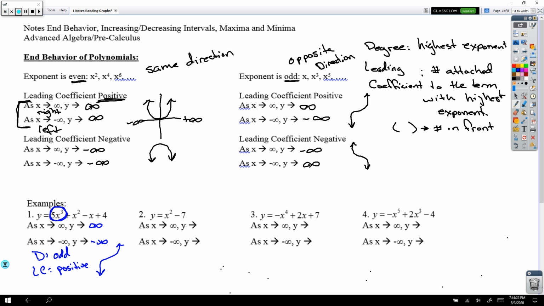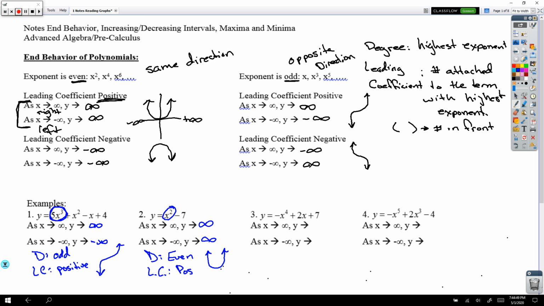All right, number 2, here is my largest exponent. It is x squared, so it's even, and my leading coefficient, the number in front of that, is positive 1, so it's even and positive. So parabola pointing upwards. So same direction on both sides. So on the right side it's going up, and on the left side it's going up as well to positive infinity.